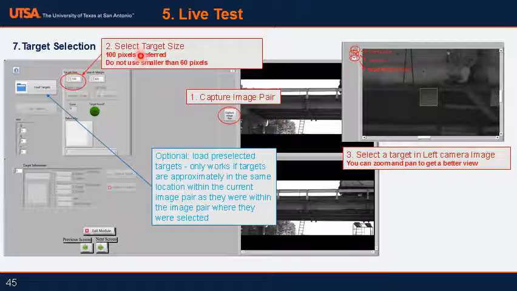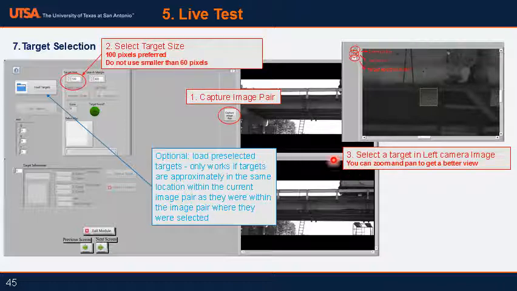The second step is to select the target size. The default is 100. You also have a search margin here that goes for the right camera. We'll talk about it a little bit later. It's best to keep the defaults unless you have a reason, for example if your targets are too small or you're trying to select something in a squeezed space. Then you can go lower, but please do not go below 60 pixels.